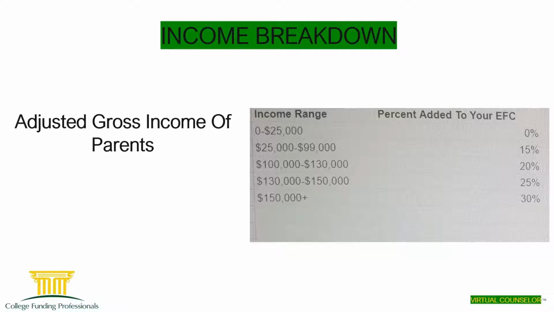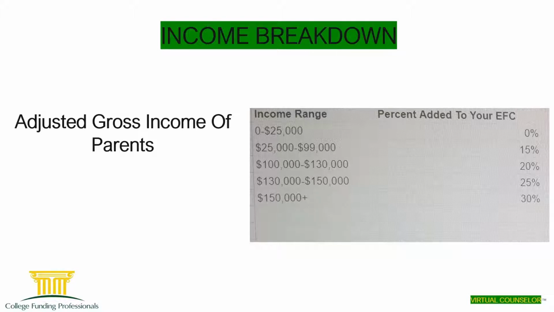Now, this chart shows you the percentages of how they compute your expected family contribution looking at income. And income's the first category we're going to look at. So now we're going to really start capturing and computing what your expected family contribution is. And you should use this chart because, again, in my experience, it's very, very accurate.